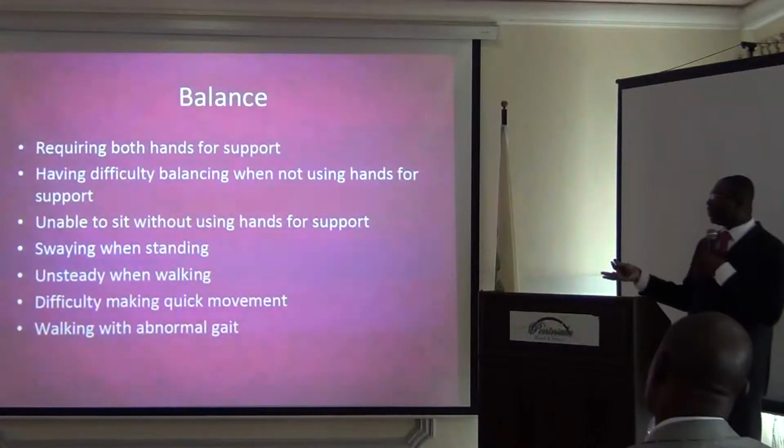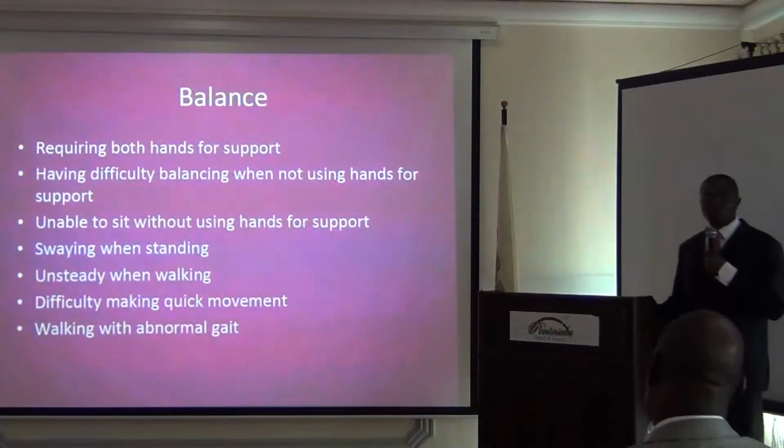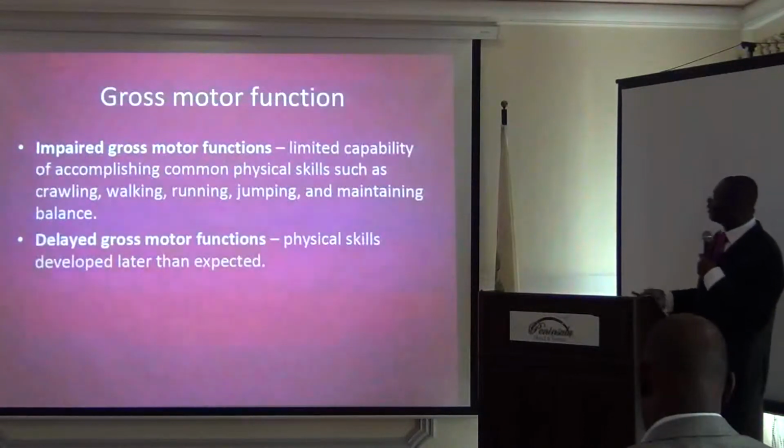The child may be swaying when he's standing. He will be having an unsteady gait while walking. And then be having difficulty with quick movement. You may be able to walk, but you cannot run, because running requires quick movement. And then walking with normal gait.